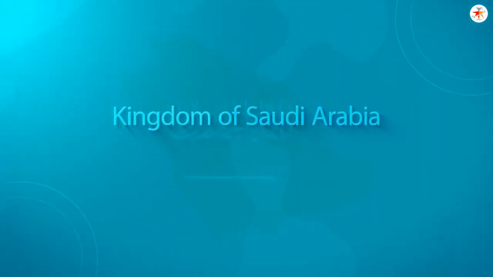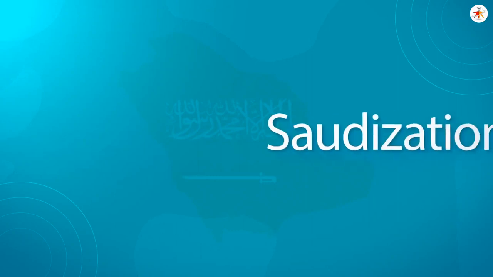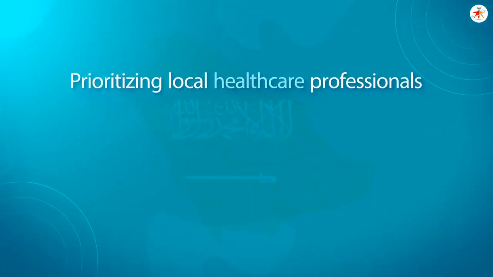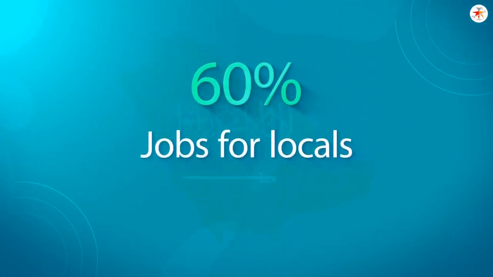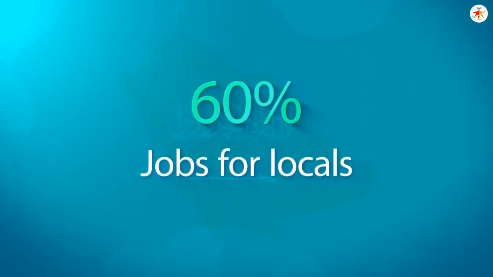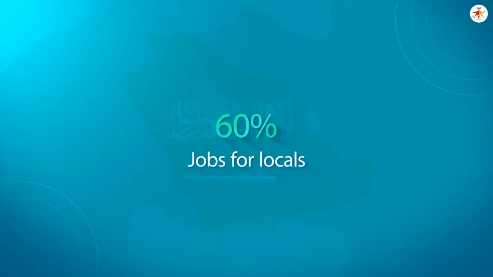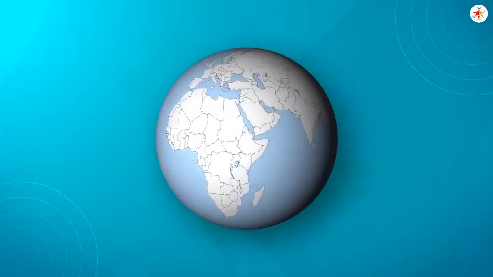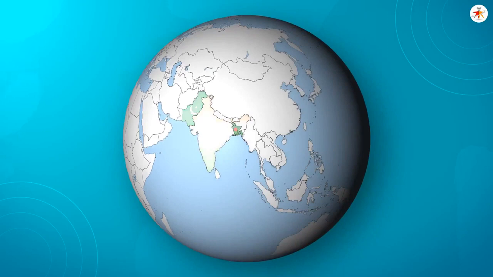The Kingdom of Saudi Arabia is currently passing through a transformational phase, implementing many policies long planned for the welfare of their citizens. Through Saudization, they are prioritizing their locals in different sectors. The healthcare sector is also seeing 60% allocation of jobs for locals, which is good news for local medical graduates. On the other hand, it has reduced the inflow of healthcare professionals from around the world, especially from India, Pakistan, and Bangladesh to the kingdom.